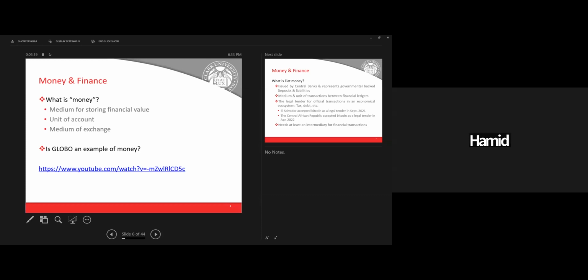Okay. So let's go back a little bit and talk about money. What is money? Money is a medium for storing financial value. So unit of account, medium of exchange. So you exchange your money for US dollars to be able to register in the universities. You exchange your money to buy a laptop, buy a ticket.